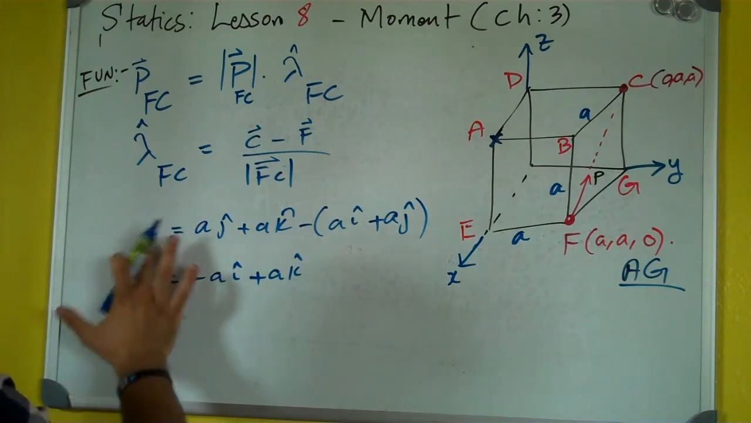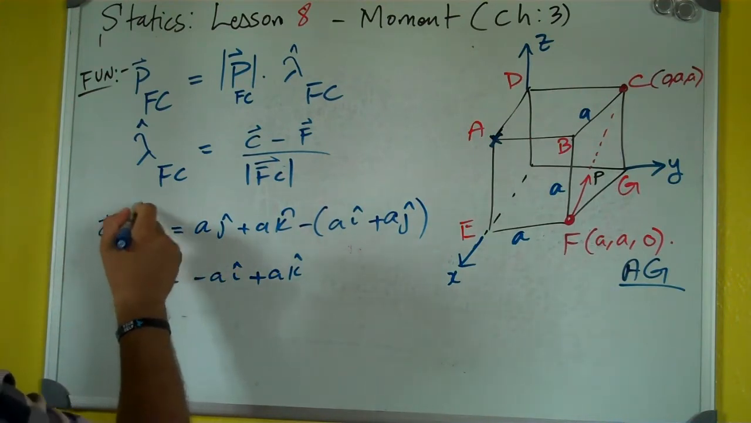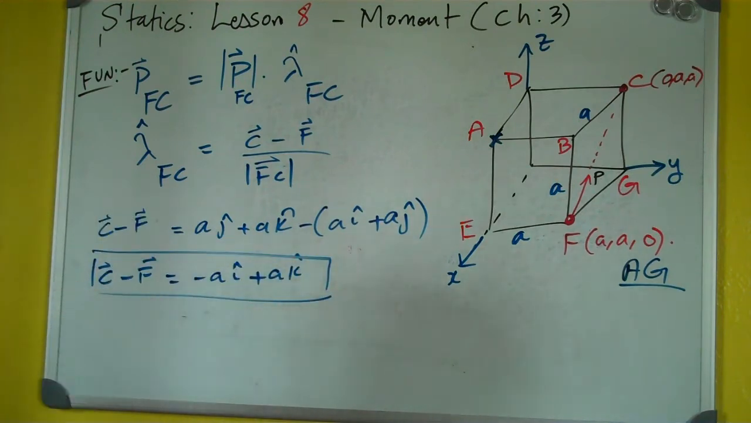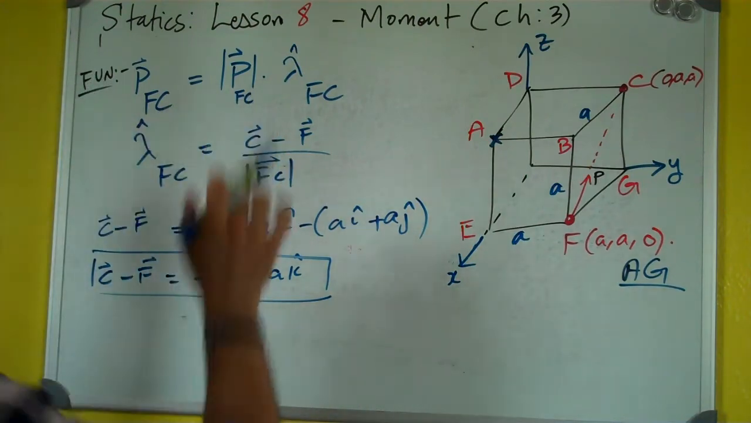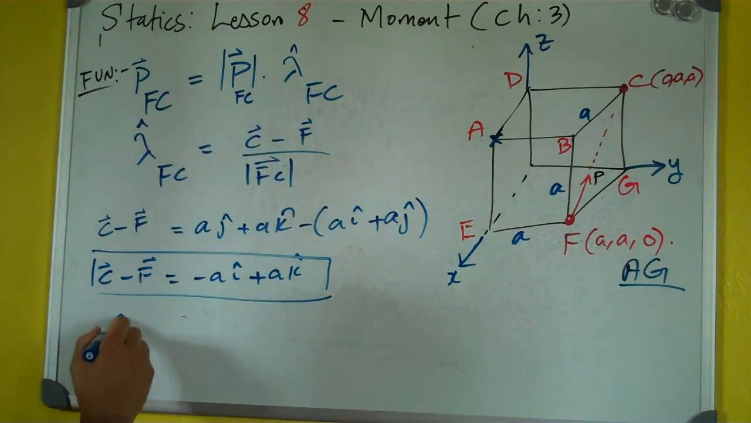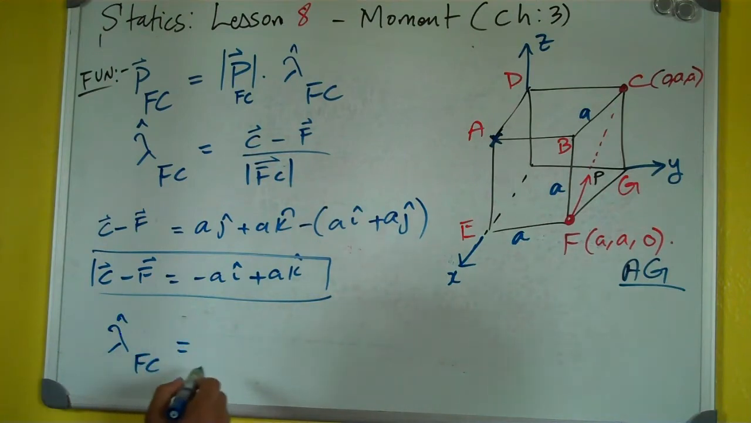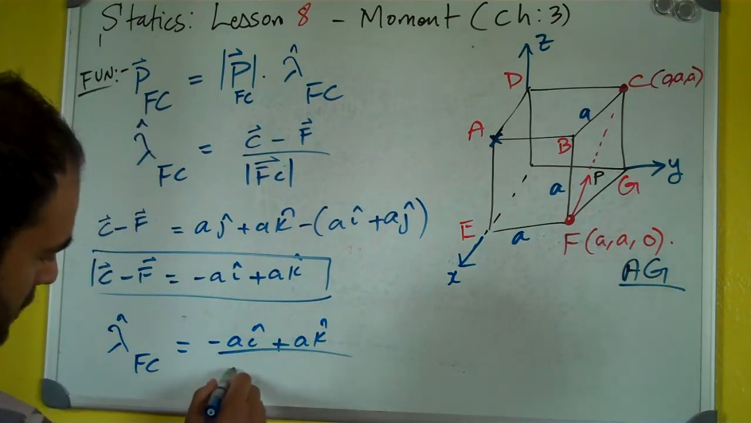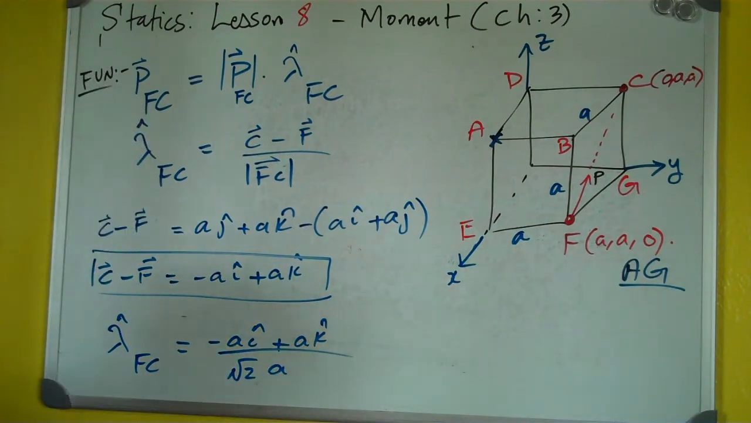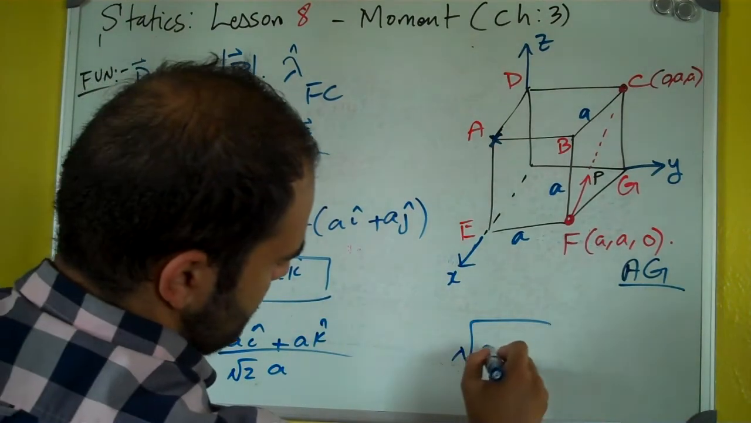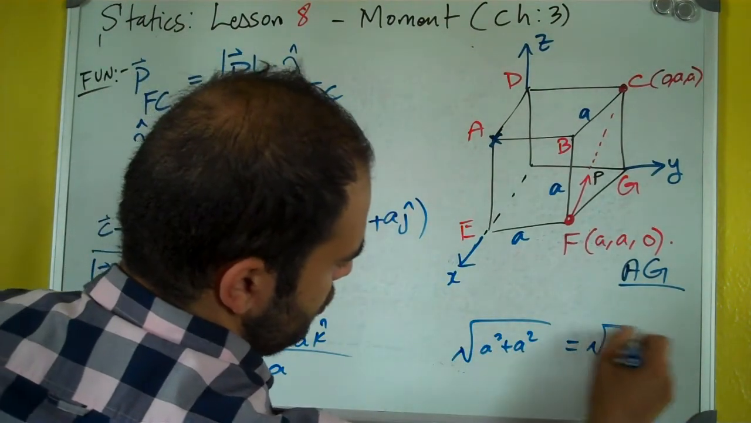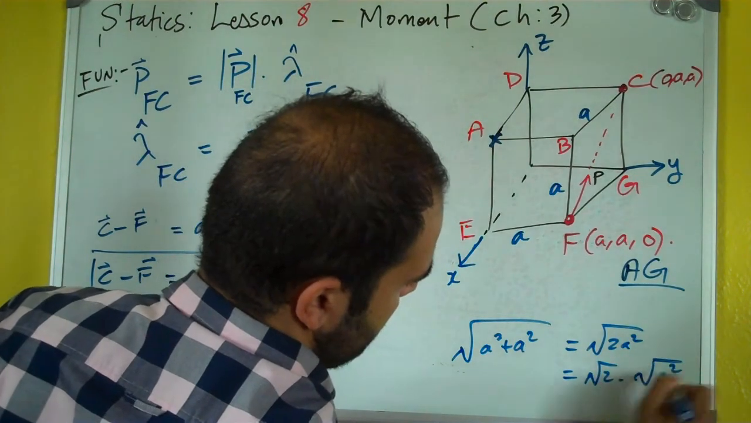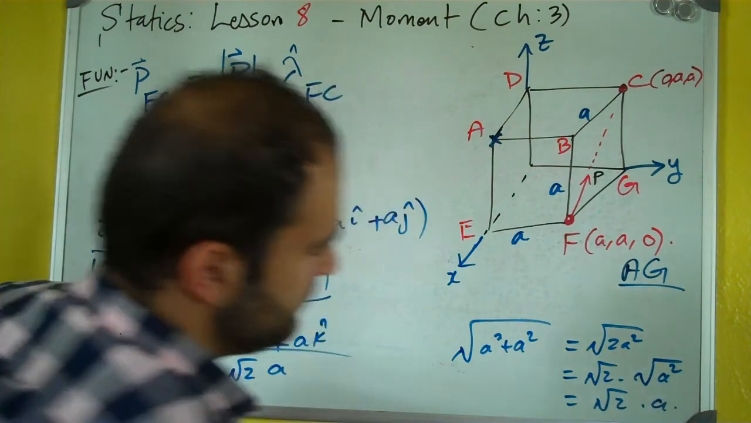Well, I should probably put C minus F here. And C minus F there. And box it. You don't have to box it, but I box it because it's an important one. So your lambda FC is going to be negative A I plus A K over root 2A, right? It's root A squared plus A squared, that is root 2A squared, so that is root 2 root A squared, so that is root 2A.